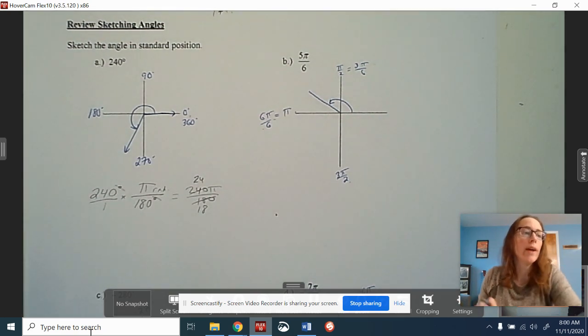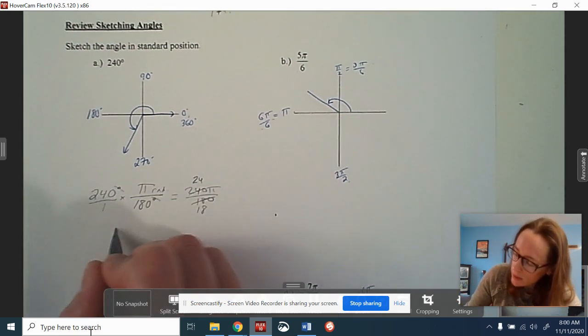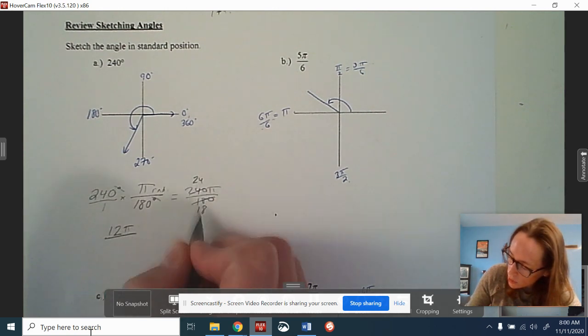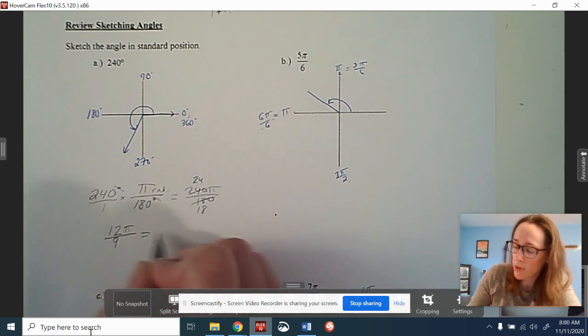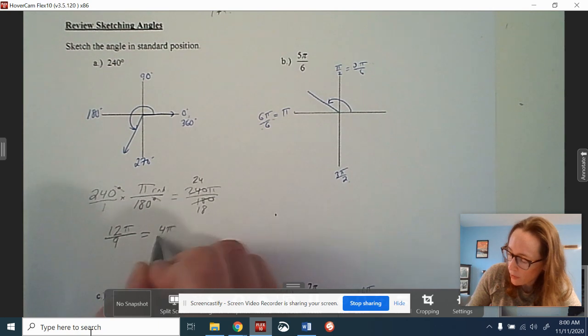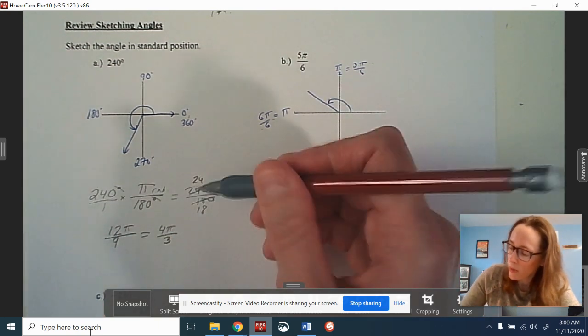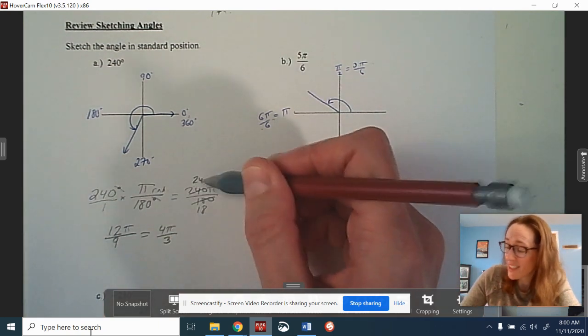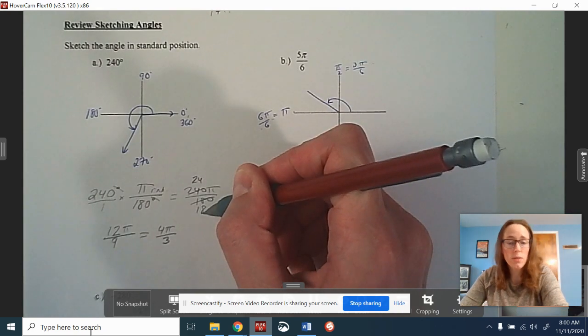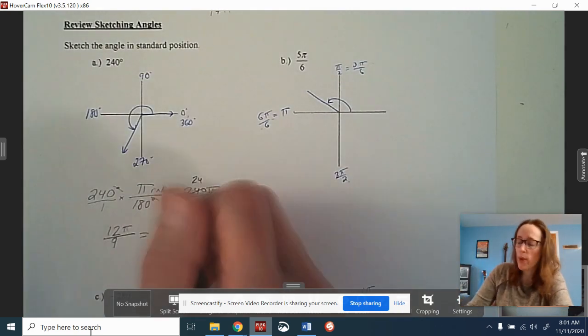So I saw that 2 goes into both. So that's what I did next. So I reduce by 2, and then I saw that 3 goes into both. So I'm going to get 4 pi over 3 as my final answer. So back here, if you recognize that 6 goes into both, you could be a little more efficient than I was, but it's not a big deal just to chip away at it.